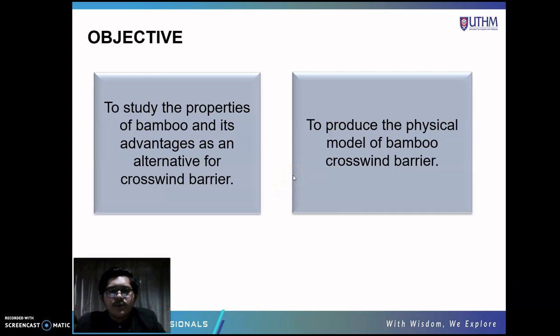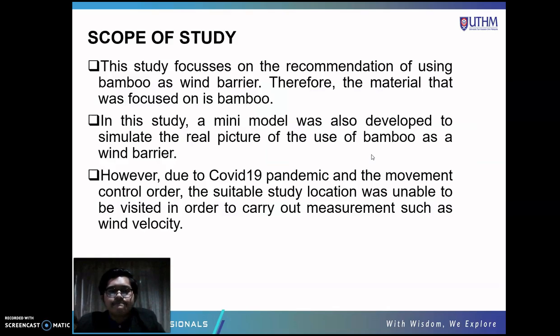For objectives, we focus on two objectives in our project. The first one, to study the properties of bamboo and its advantages as an alternative for crosswind barrier, and the second one, to produce the physical model of bamboo crosswind barrier.